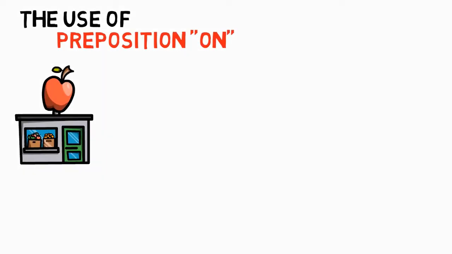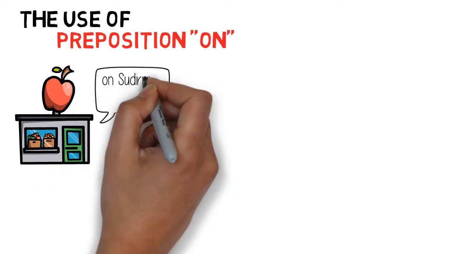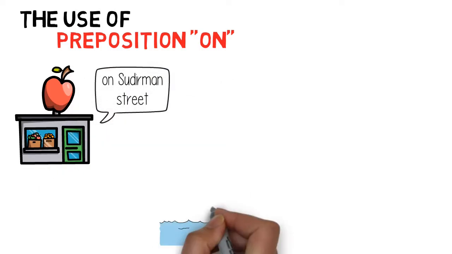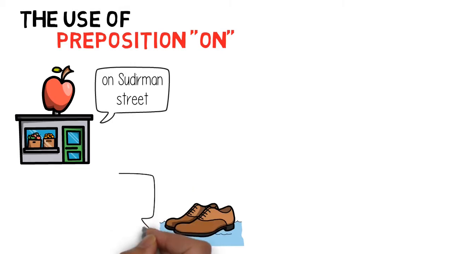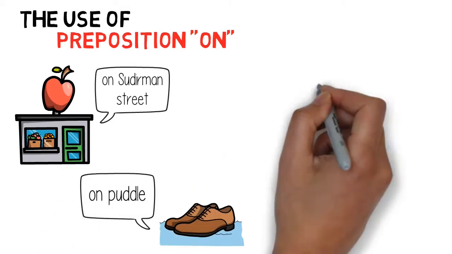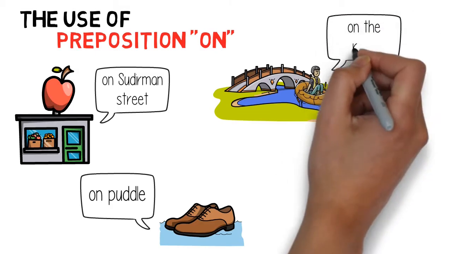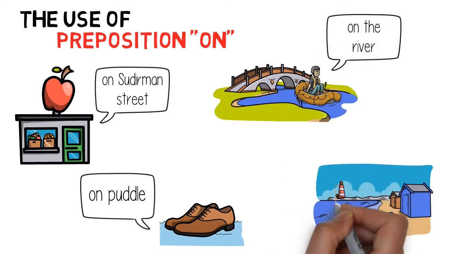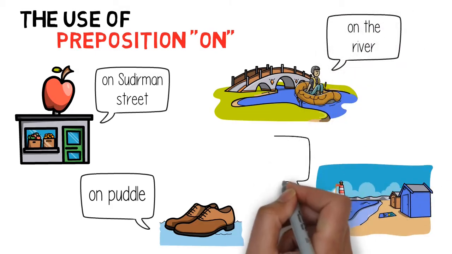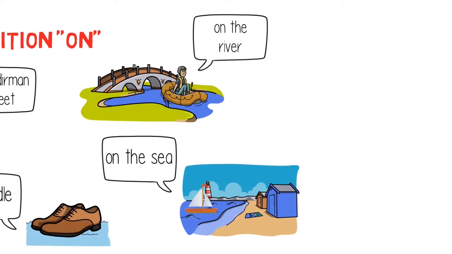That young lady sells some fruit on Sudirman Street every Car-Free Day event. I made my shoes wet because I stepped on a puddle. Will you dare to do rafting on that river? Why don't we try sailing on the sea? It looks challenging.